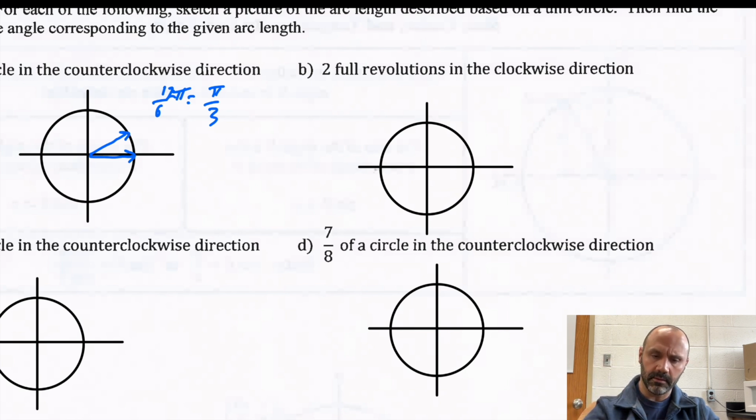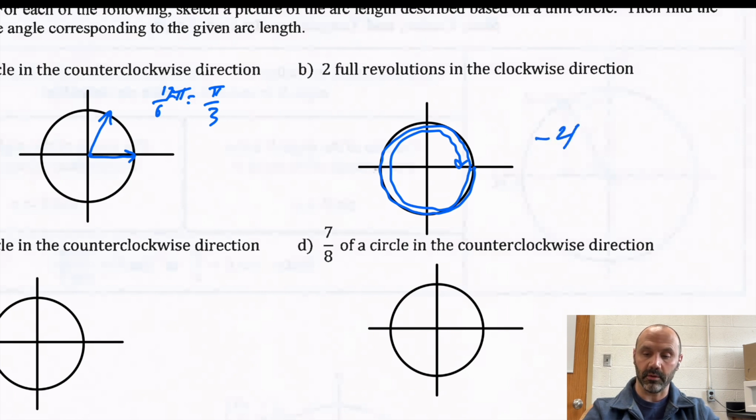And so maybe I drew that wrongly. Uh-oh, that was too much. So this is probably more like this, because it's 1/6. Right. I was thinking 1/6 of half the circle. It's 1/6 of the whole circle. All right, 2 full revolutions in the clockwise direction. Whoa, 2 full revolutions. Well, 1 revolution is negative 2 pi, and then another full revolution would be another negative 2 pi. So it's negative 4 pi. That would be negative 720 degrees.